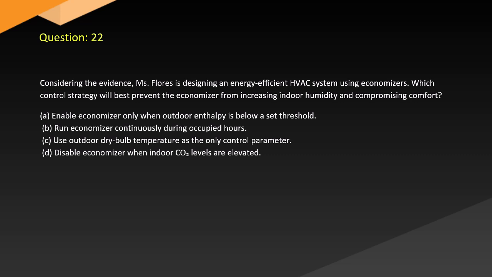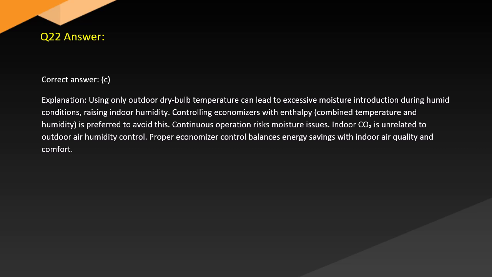B. Run economizer continuously during occupied hours. C. Use outdoor dry bulb temperature as the only control parameter. D. Disable economizer when indoor CO2 levels are elevated. Answer. Correct answer: C. Explanation.